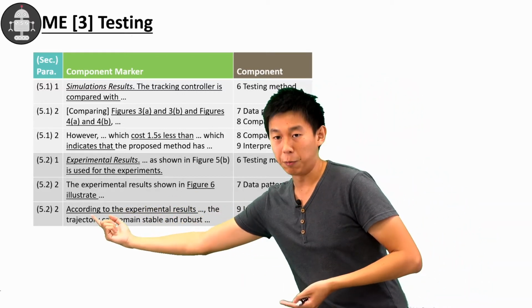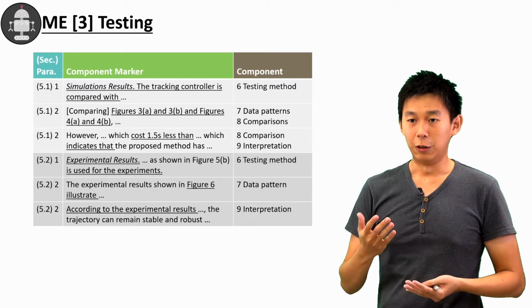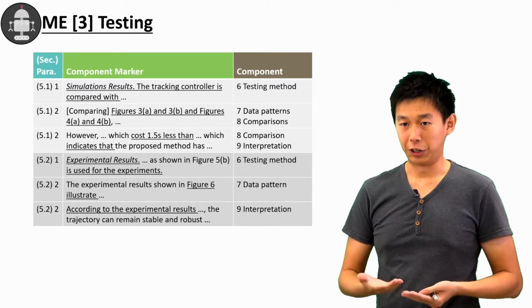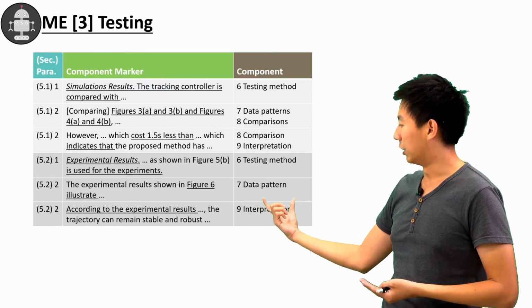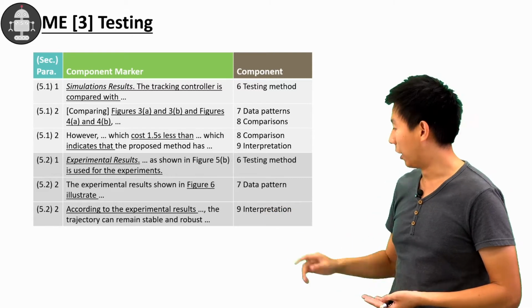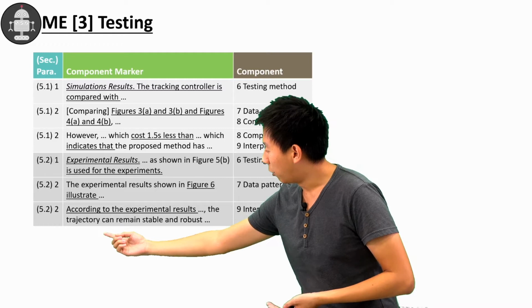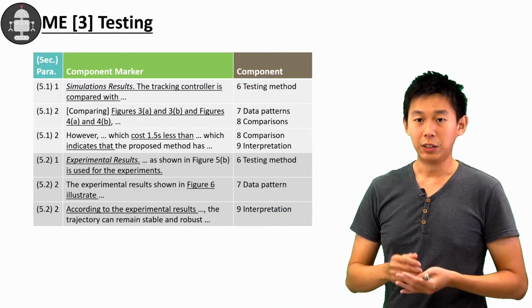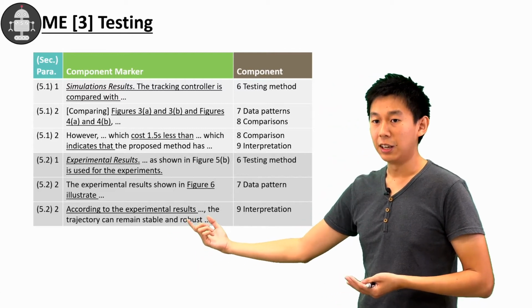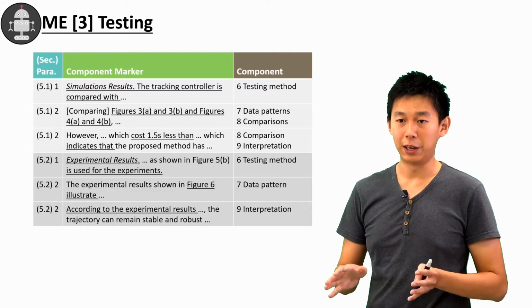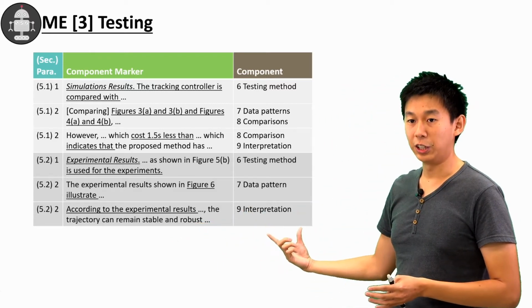This keyword is really important, as Gerry has shown you before. Keywords like illustrate, demonstrate, show, represents, this kind of words, show that it is the data pattern component. And the final one, the component marker, is according to the experimental result. Here, they refer to the experimental result and then explain what happened and what it means. So this represents the interpretations.